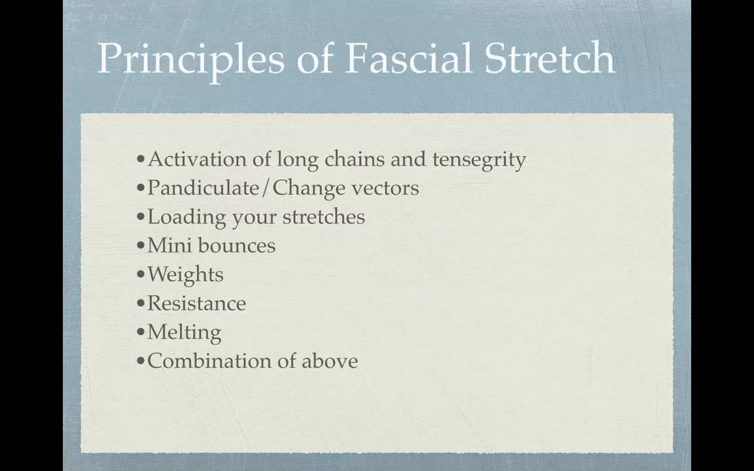Okay. So fascial stretch. We will activate long chains and incorporate tensegrity. Pandiculation is something like when you yawn and you take up space and you move, and it just feels so good. If you watch a cat when it wakes up and it does those great undulating stretches, that is pandiculation. It resets our nervous system, it resets our fascial system. So we want to add pandiculation in there. We will load the stretches, as I said. We'll add many bounces. You can add weights. We won't be doing that in this class. Resistance can be found just even like in clawing the ground.